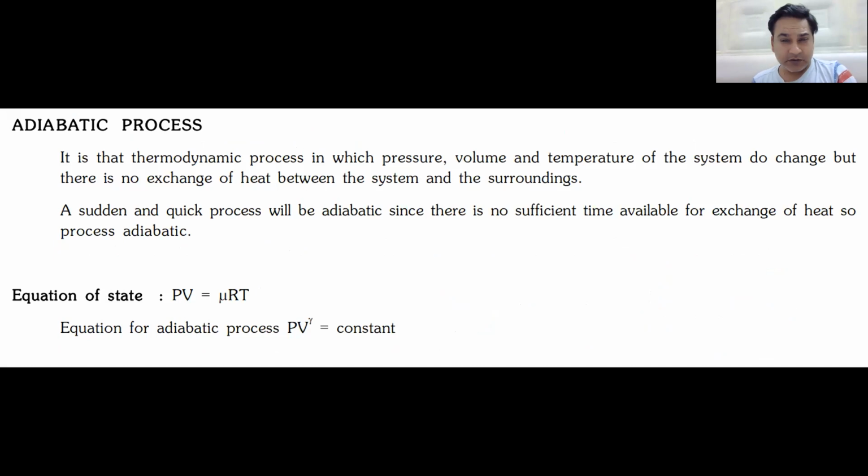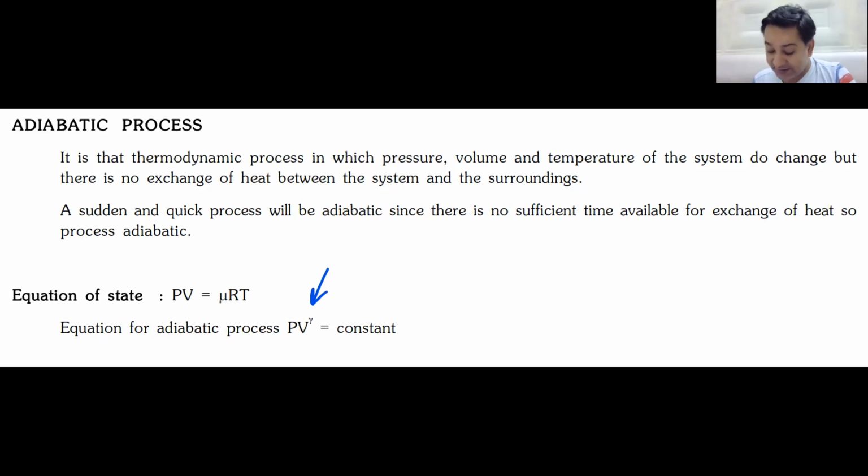Adiabatic process. Up till now, either volume was constant or pressure was constant or temperature was constant. Now all the three will change, and this process is known as adiabatic. In this adiabatic process, you can write the equation of gas as PV raised to the power gamma is equal to constant. Do we know this? Yes, sir. You can also write in terms of V and T, and in terms of P and T, and you must remember all the three. Yes or no? Yes, sir.